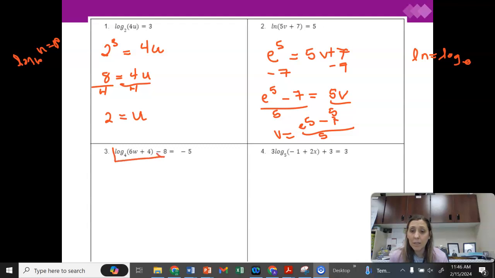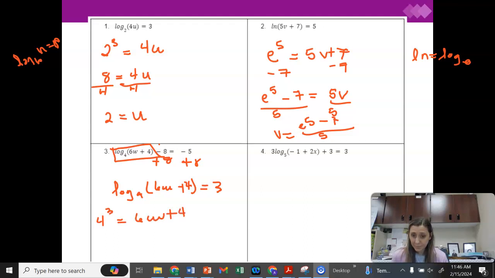Now, just like before when we were doing our exponentials, we want to make sure that we isolate because we want it to be log of some base of a number equals a power. Right now we have this 8 here. This 8's bothering me, so we need to add 8 to both sides. So we get log base 4 of 6w plus 4 equals negative 5 plus 8, which is 3. And now I can do this. I get 4 to the third equals 6w plus 4. That's a really weird W, but just trust me, it's a W.